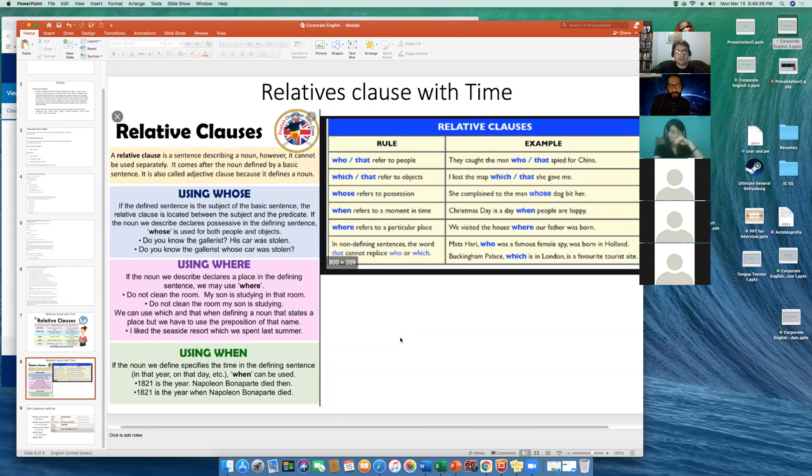You can use years when using when. 1821 is the year when Napoleon Bonaparte died. It's a really good example, okay? Now the minute you say whom, that is already telling somebody that there is a person involved. So yes, the person whom I deliver my car to is him.